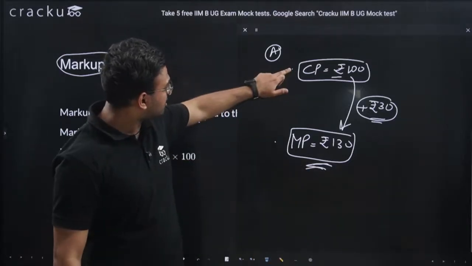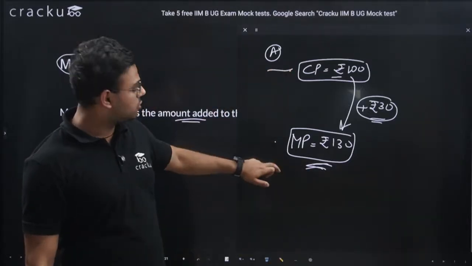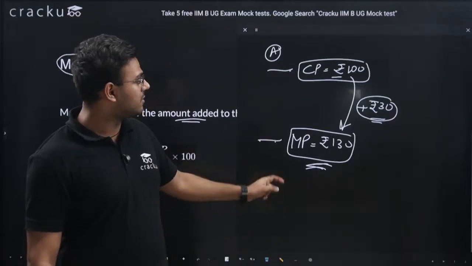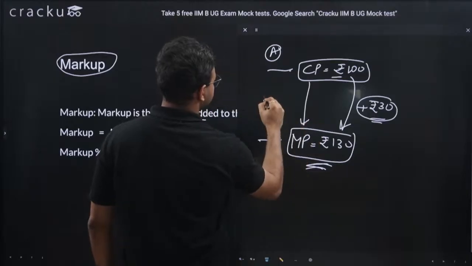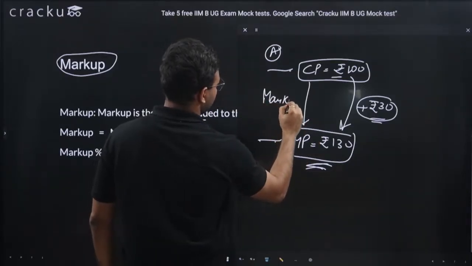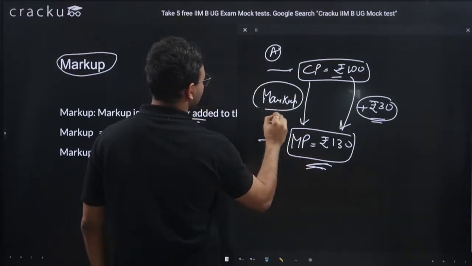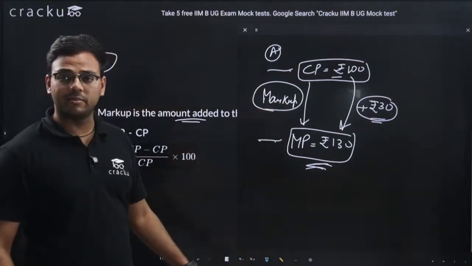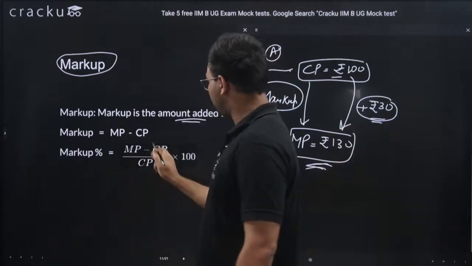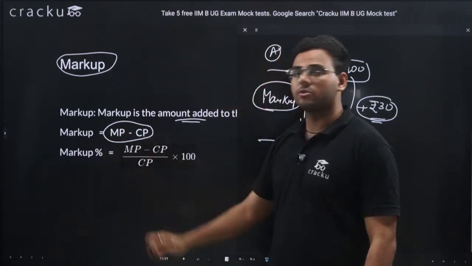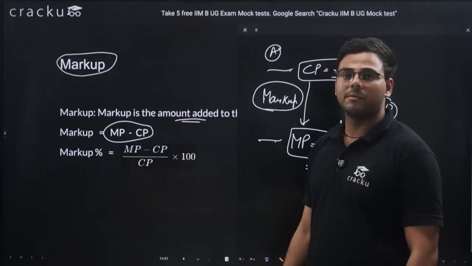And this increase from the cost price of the item, that was rupees 100, to this mark price, which is rupees 130, is basically the markup. This increase in the cost price of the item from 100 to 130 is basically the markup. It is given by the formula markup is equal to mark price minus cost price.